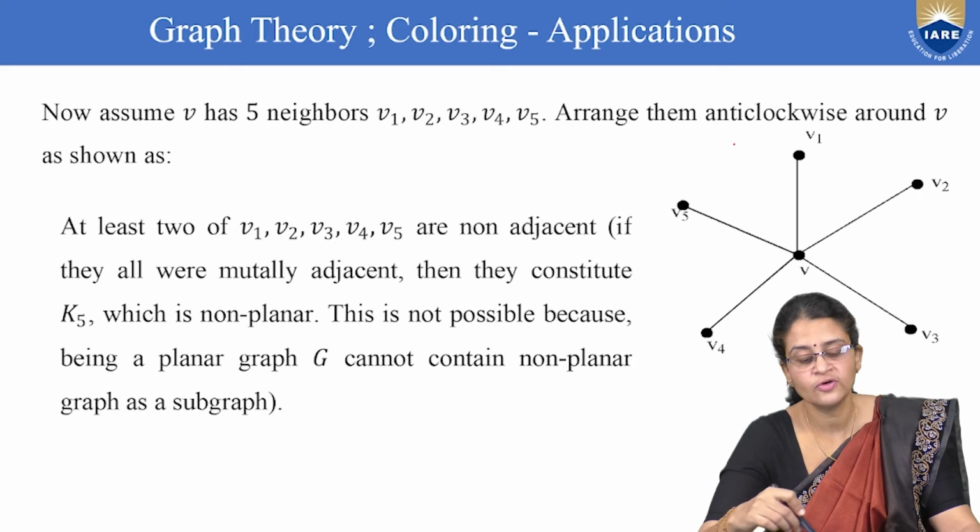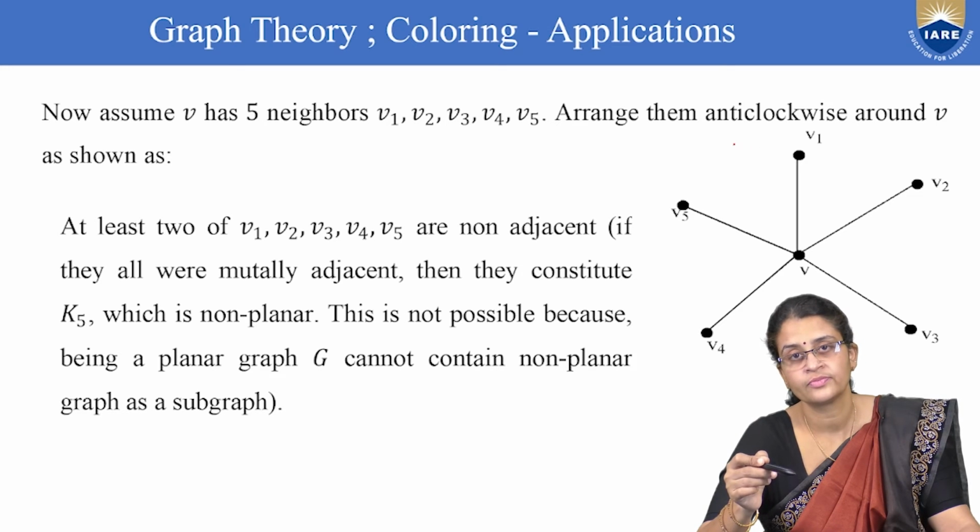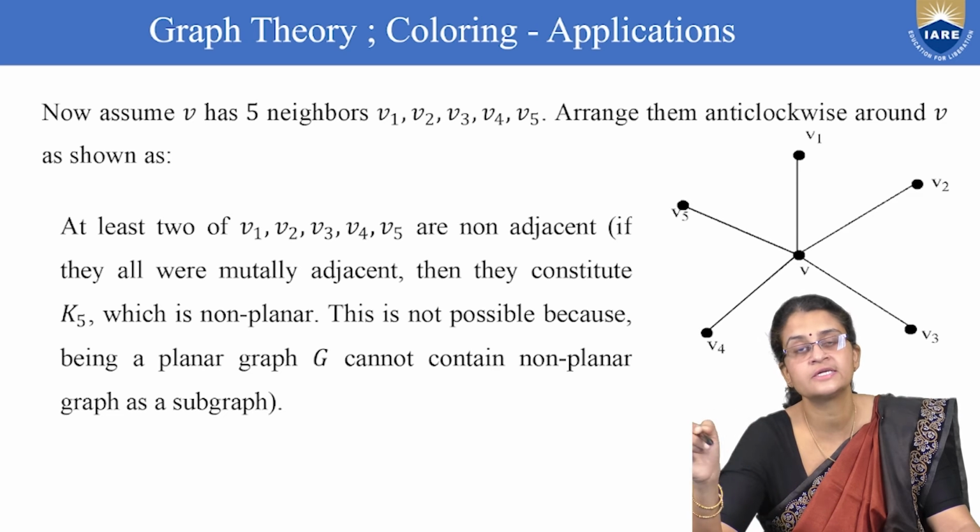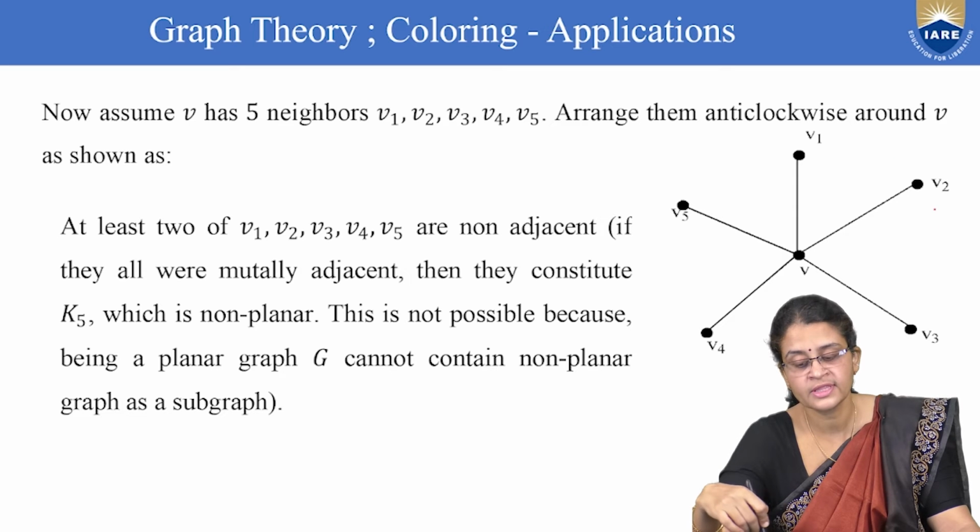Then at least 2 of them must be non-adjacent. Why? If all are mutually adjacent, then these 5 vertices constitute a K5. From Euler's theorem, we know that if a graph contains K5 or K33, then it is non-planar. So we have assumed this graph G to be planar with n equal to K plus 1 vertices. So at least 2 of them must be non-adjacent.